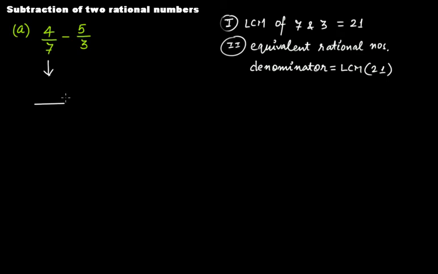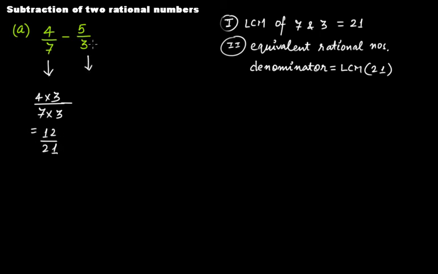So what number should we multiply 7 with such that the denominator becomes 21? Clearly 7 times 3. Now since we have multiplied the denominator with 3, we have to multiply the numerator also with 3. And therefore you get 12 over 21.